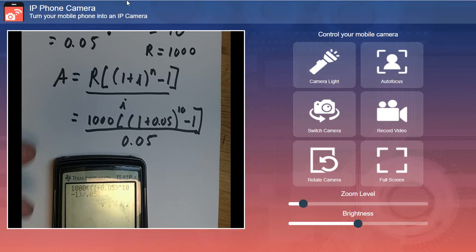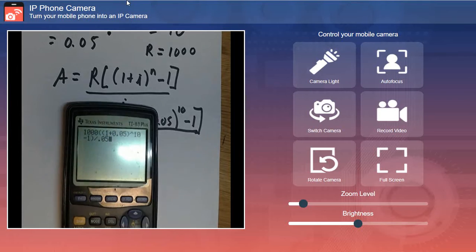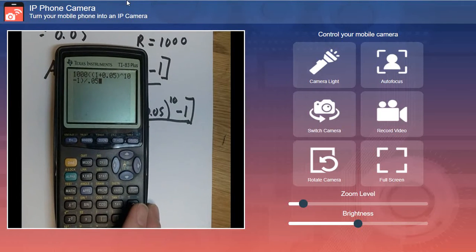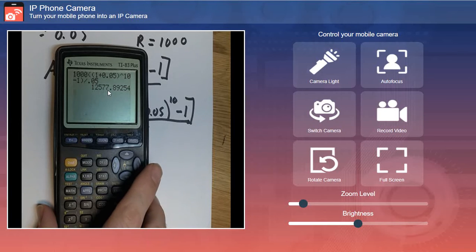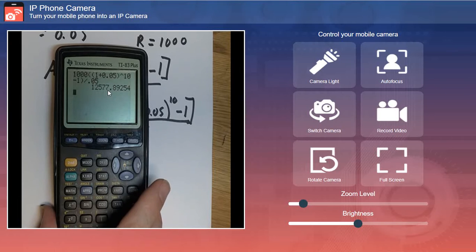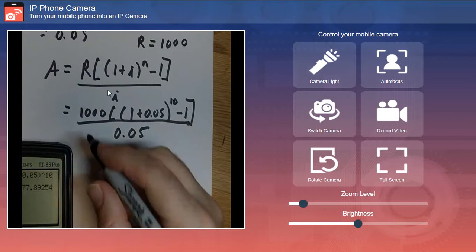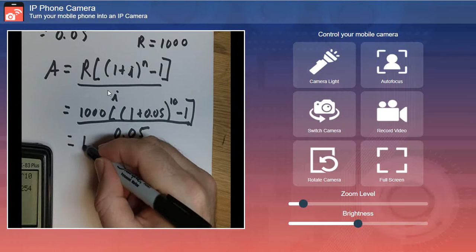So all this gets typed in. I don't know if you can see that clearly. I'll bring it up a little higher. So I put 1,000, and then I've got my double brackets here. Bracket, bracket, 1 plus 0.05, close the bracket, to the power of 10 minus 1, close the bracket, then divide by 0.05. And I hit equals. And it tells me my amount, and you round to 2 decimal places because it's money: $12,577.89.